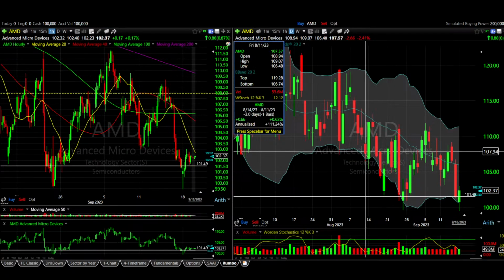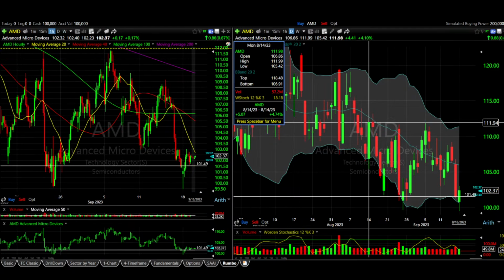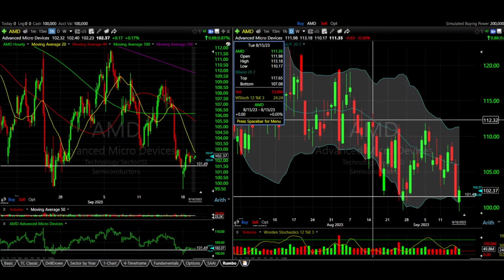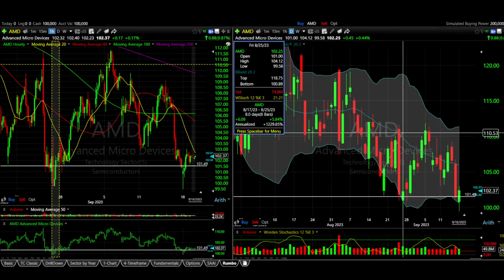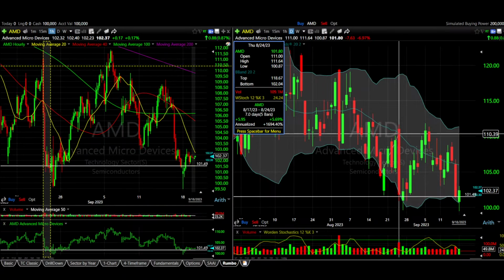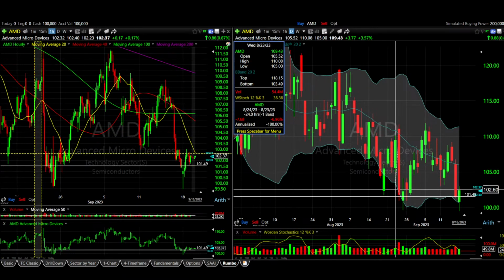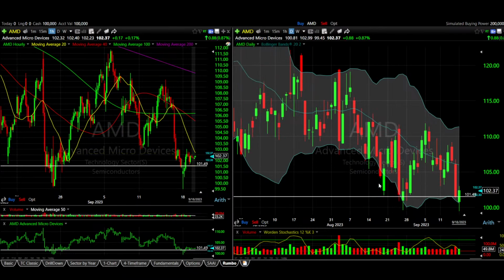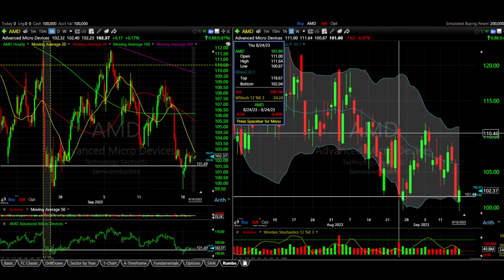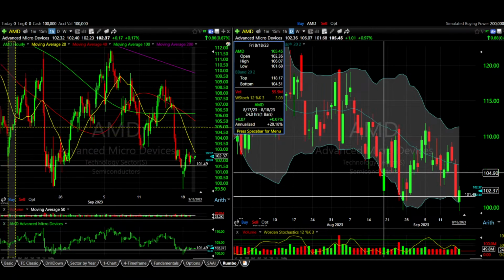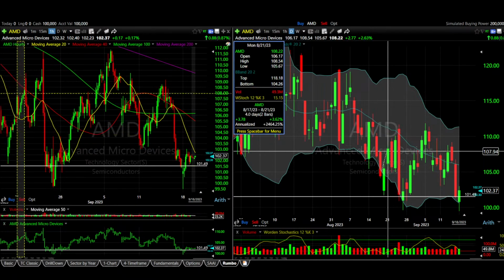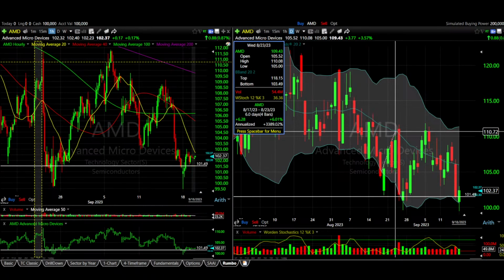Like from here, 107 to 112, 5-point call. Then 112 to 106, 6-point put. 104 to 110, 6-point call. 110 to 102, 8-point put. How do you know? You get a red candlestick on the middle line, and then you know it's going to go down to the edge. You get a green candlestick on the edge, and then it's going to go to the middle line.